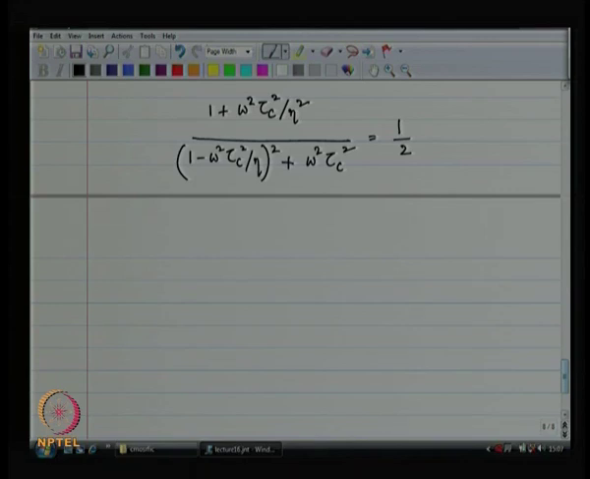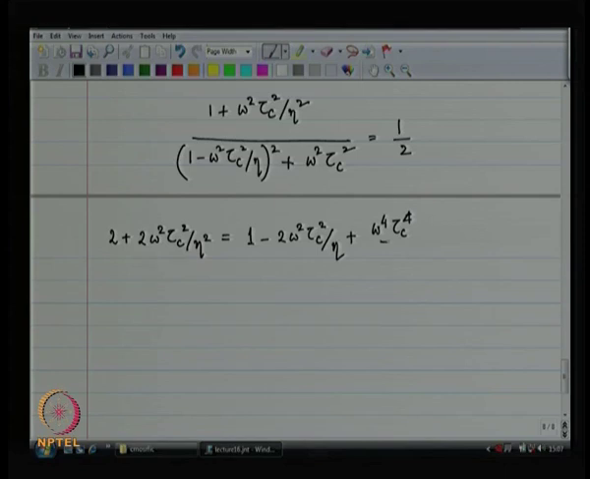Okay. So, let me do a little bit more of reshuffling, and I am going to get 2 plus twice omega squared tau c squared by eta squared is equal to 1 minus twice omega squared tau c squared by eta plus omega to the 4 tau c to the 4 by eta squared plus omega squared tau c squared. Okay. These two quantities have got to be equal, and then you solve for omega to get the bandwidth.